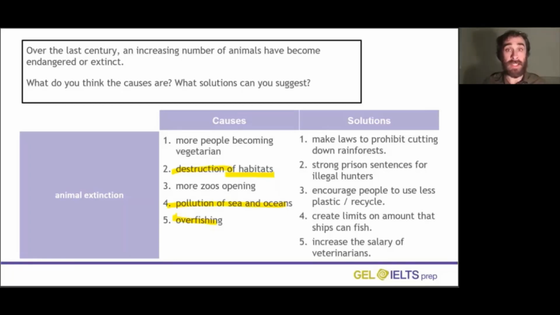Which of those is a solution that links to our causes? That's causes 2, 4, and 5. Look at the next question below this video and choose the 3 solutions that link to our causes.